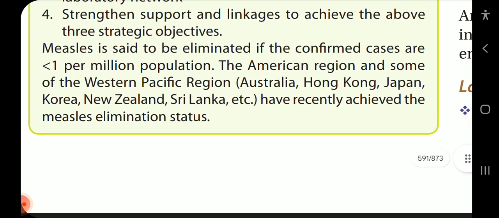Measles is said to be eliminated if the confirmed cases are less than 1 per million population. The American region and some of the Western Pacific region, Australia, Hong Kong, Japan, Korea, New Zealand, Sri Lanka, etc., have recently achieved the measles elimination status.